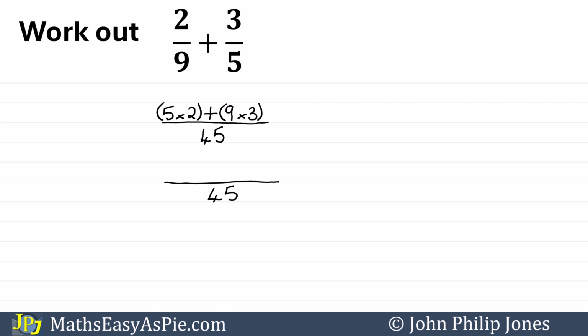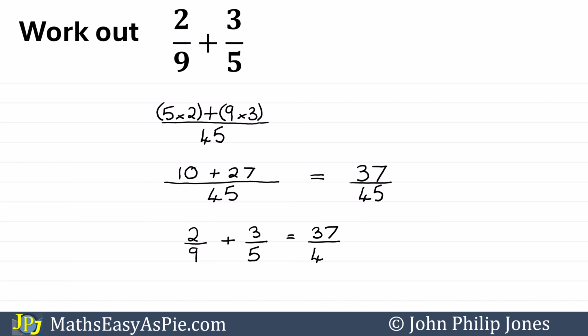Carrying on, we can see this is 5 times 2, so we write here 10, plus 9 times 3 is 27, and of course it's all divided by the 45. This will equal 10 plus 27, which is 37, and of course this will be divided by 45. Therefore, 2/9 plus 3/5 equals 37/45.